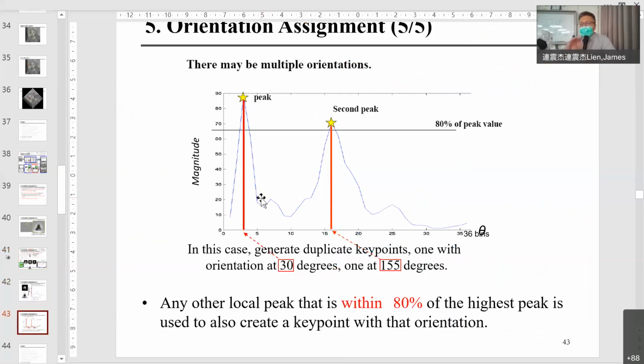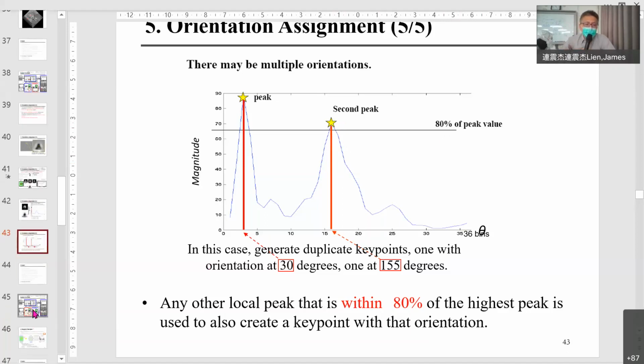However, according to experience, if we have a second peak, and the cutoff is 80% of the peak. So if the second peak is lower than the first peak, but higher than 80% of the first peak, I still keep this degree. That means this corner page has two rotations. What is this for?